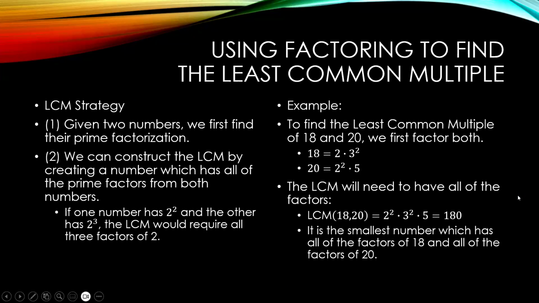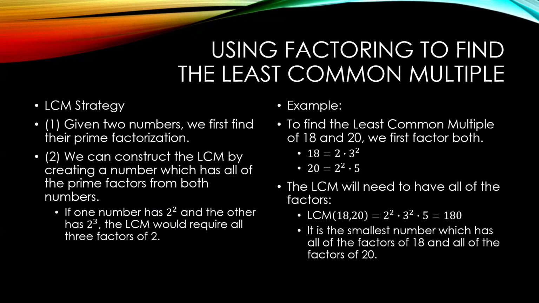We can actually use factoring to find the least common multiple. Given two numbers, we first find their prime factorization. After we've done that, we're going to construct the least common multiple by creating a number which has all of the prime factors from both numbers. So if one number has a 2 squared and the other one has a 2 cubed, the LCM would require all 3 factors of 2.